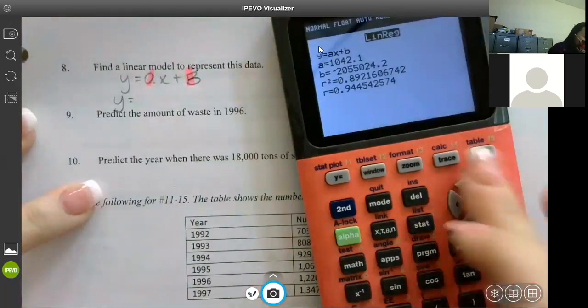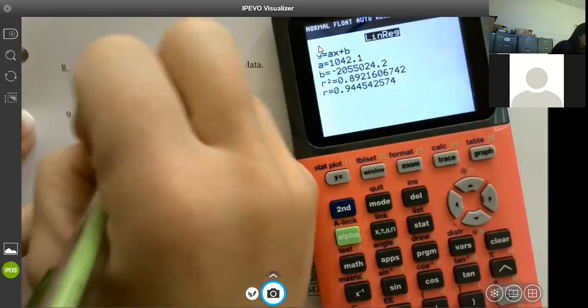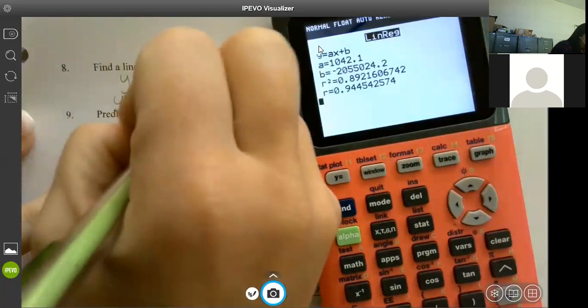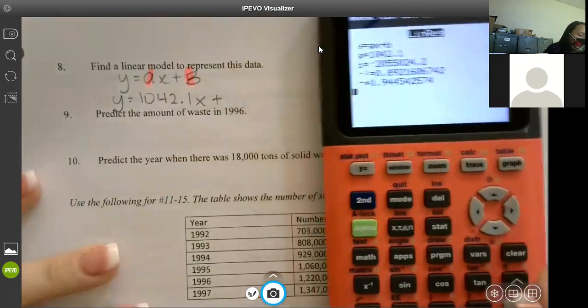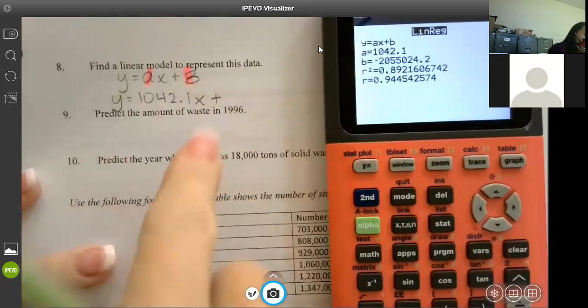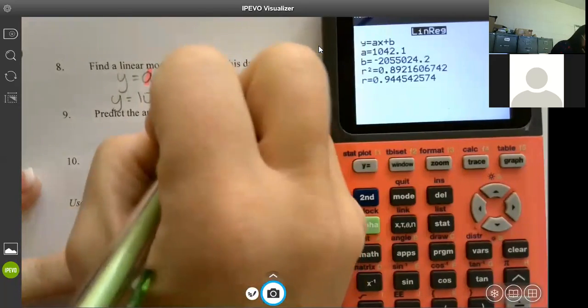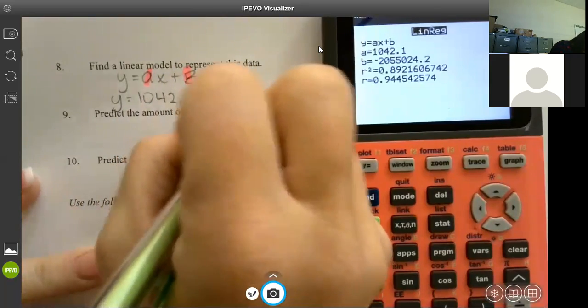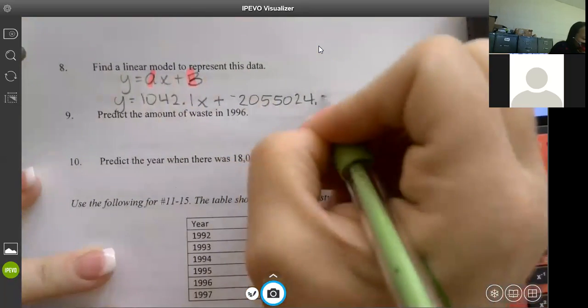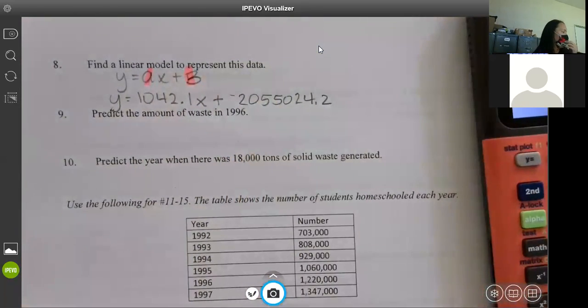So y equals, a is 1042.1. Put your x, don't forget that x, a plus. And then you can put a plus or you can put a minus here, but it is a negative huge number, 2055024.2. And yes, I would write all of it.